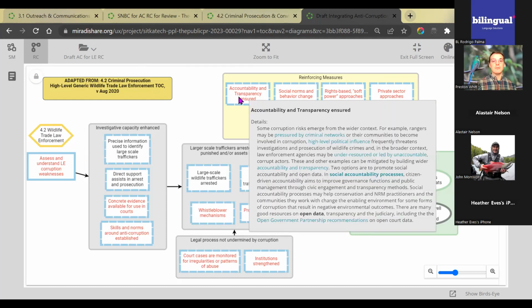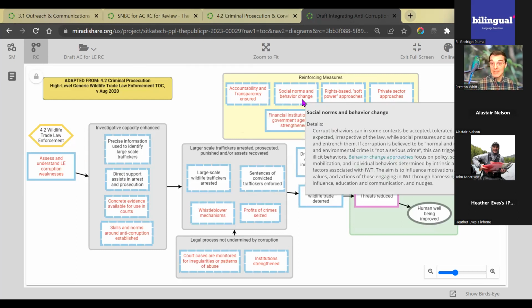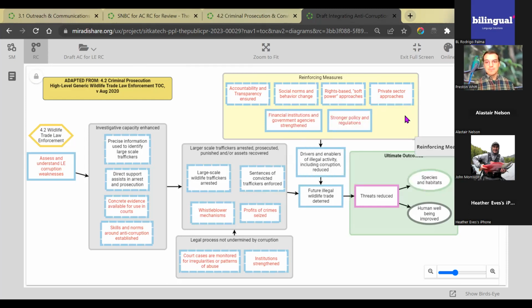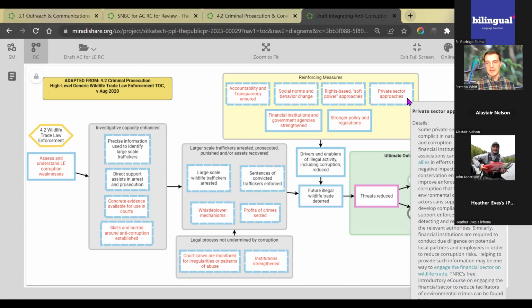This is where, for example, taking approaches that involve improving accountability and transparency. Once everything's published, there will be a link here to that open governance results chain and knowledge synthesis, showing how that's an important approach to incorporate as well. The social norms and behavior change stuff that we were just talking about would appear here, as well as some of the private sector approaches, although the text that we've added here is a bit more around illicit financial flows.